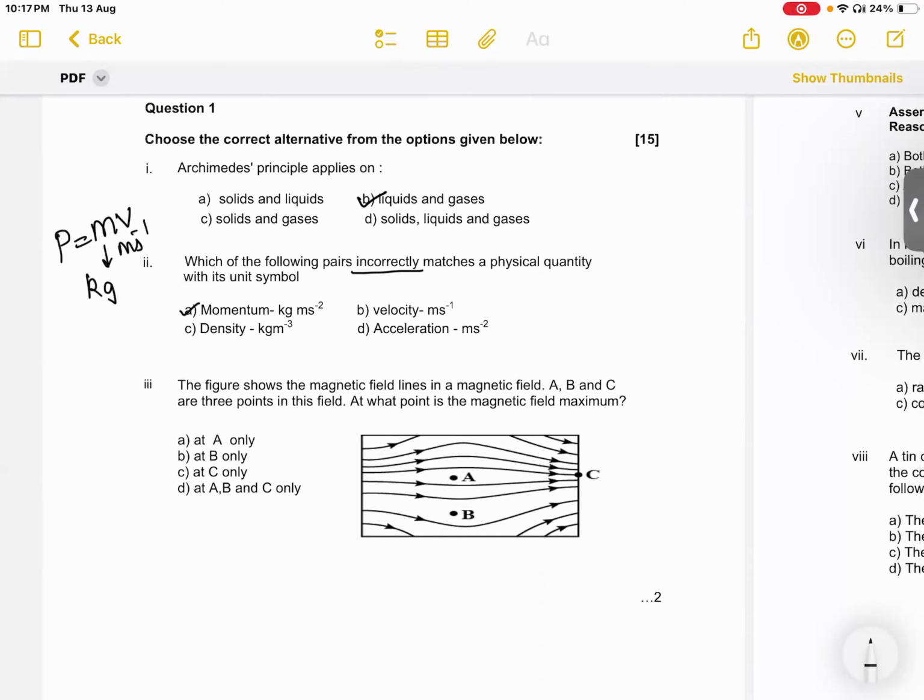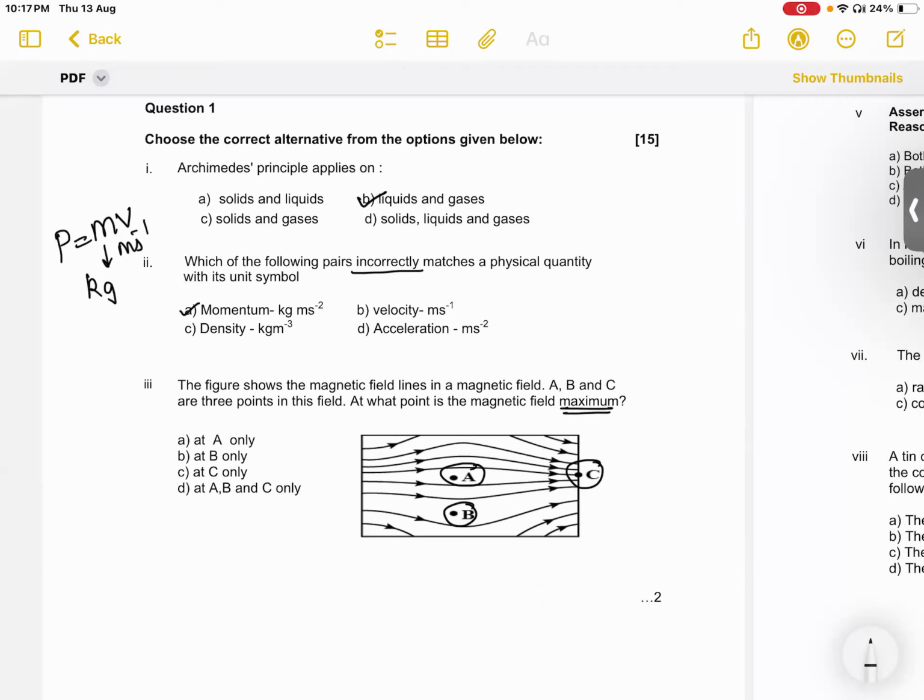Next question: the figure shows the magnetic field lines in a magnetic field. A, B, C are three points in the field lines. So I have point A here, guys, point B here, and then point C here. At what point is the magnetic field maximum?